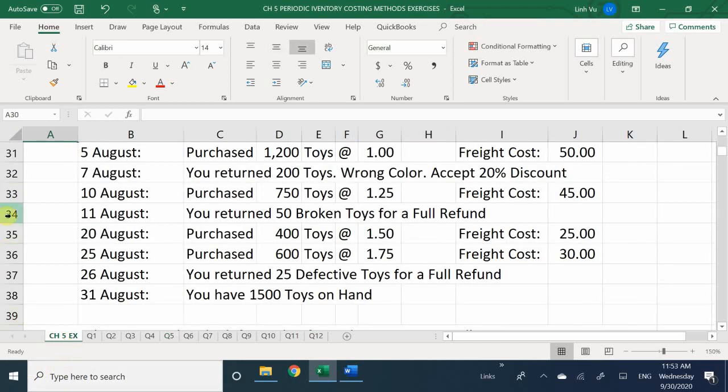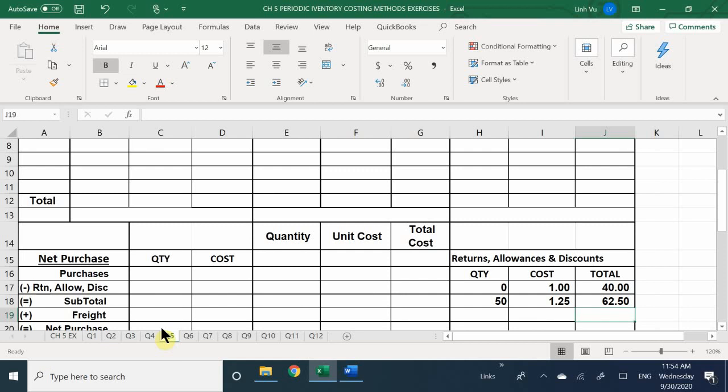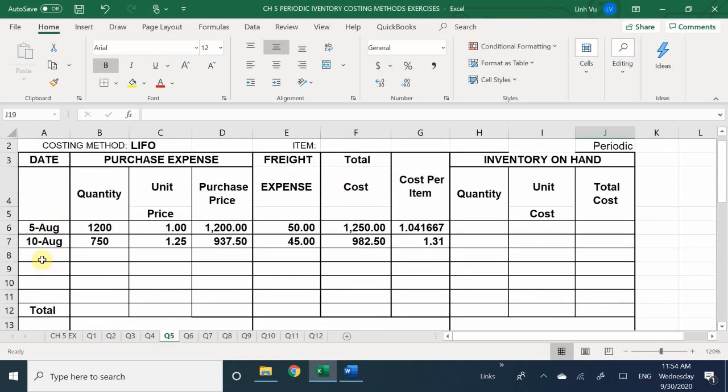Okay. So then on August 20th, I made a purchase of 400 toys at $1.50 with a freight costing of $25. So 400 at $1.50. So I'm going to go to my inventory worksheet. Okay, I know that on August 20th, I purchased 400 items at $1.50 with a freight of $25.